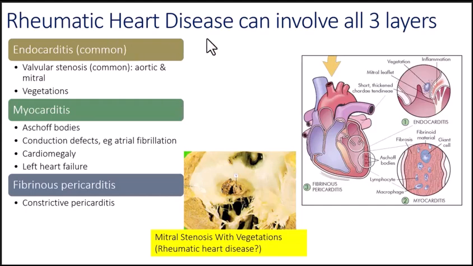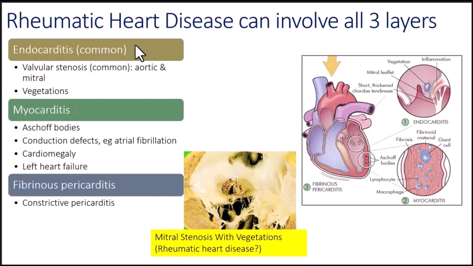Rheumatic heart disease can affect all three layers of the heart. Remember, the inner layer, that middle layer, and the outer layer. So the endocardium, myocardium, and pericardium. The most common location is the endocardium, leading to endocarditis, which can also affect the valves and promote vegetations, as we've already talked about.